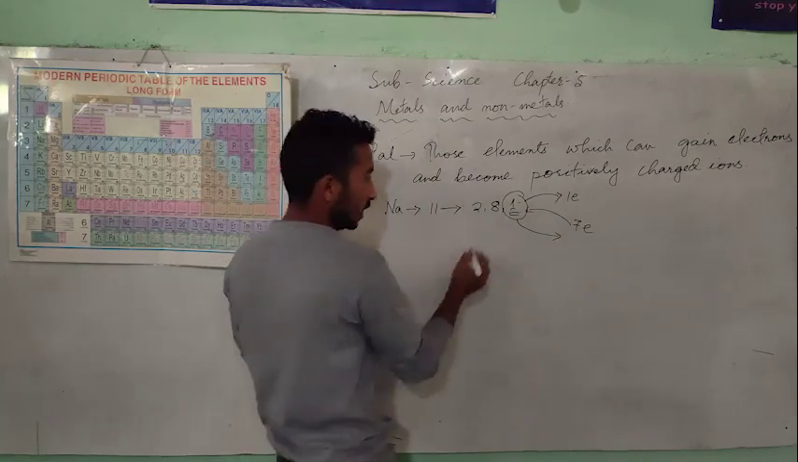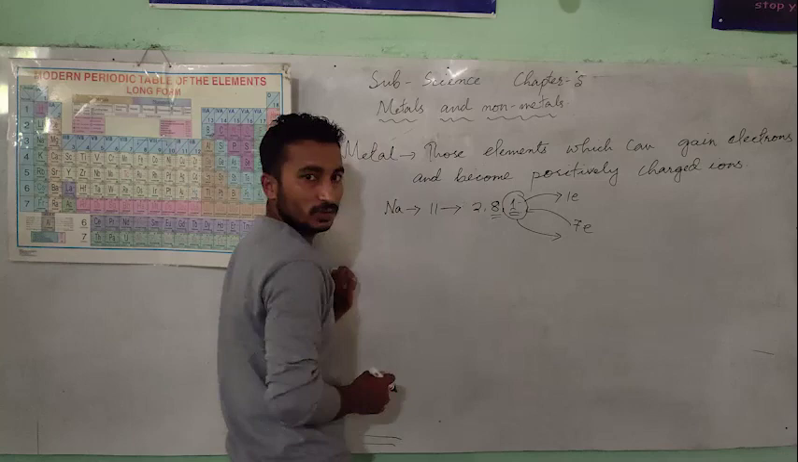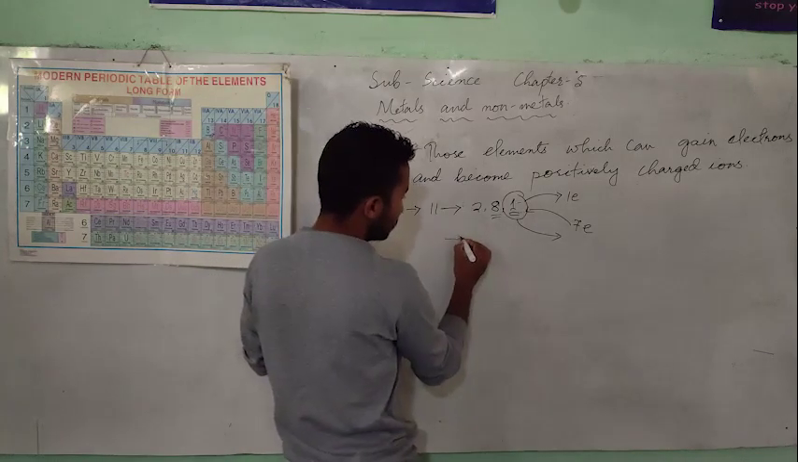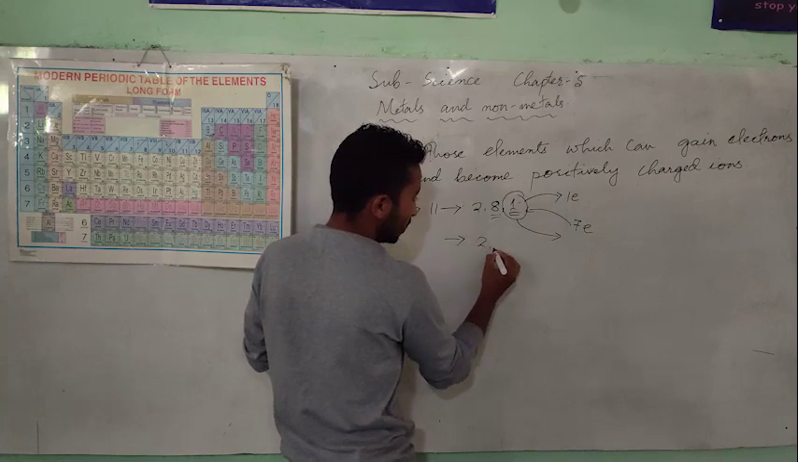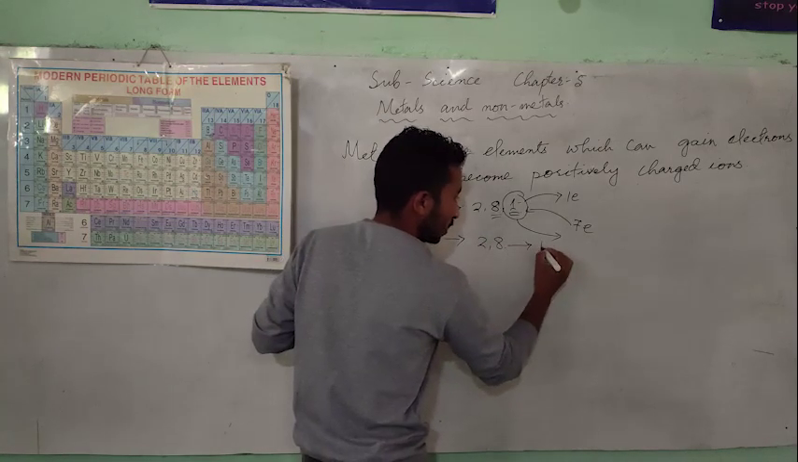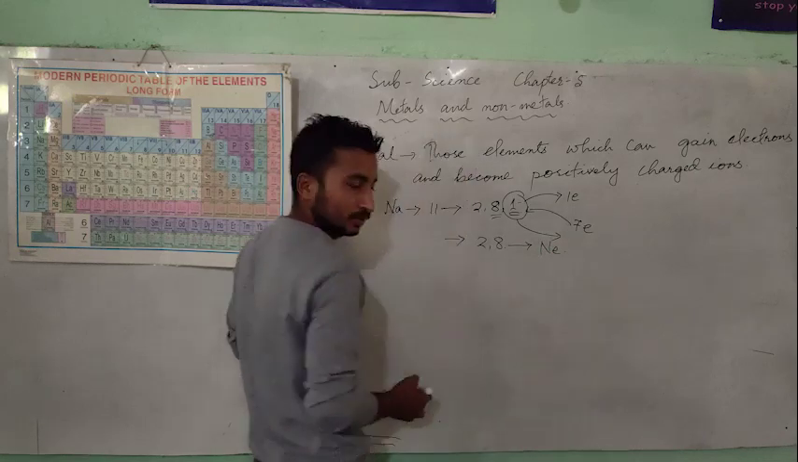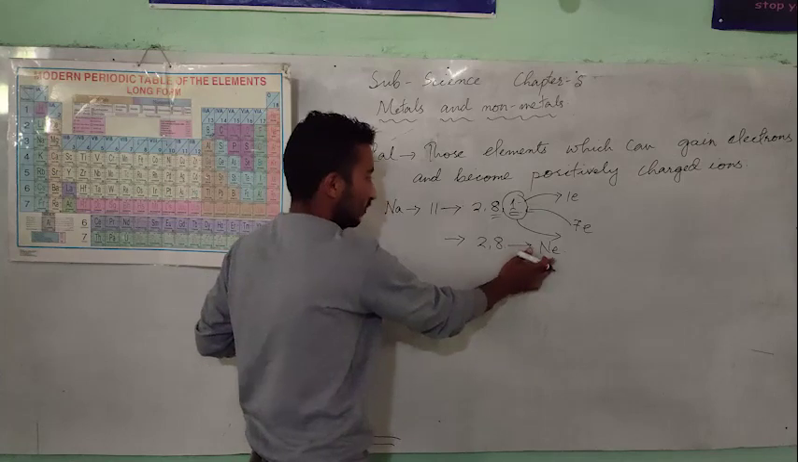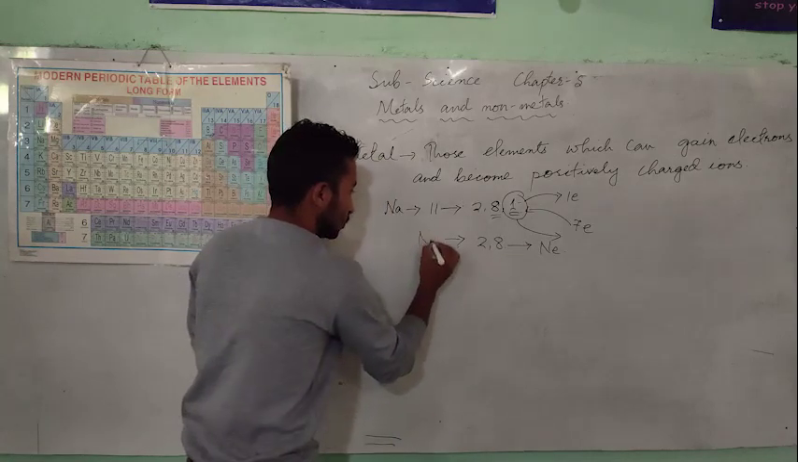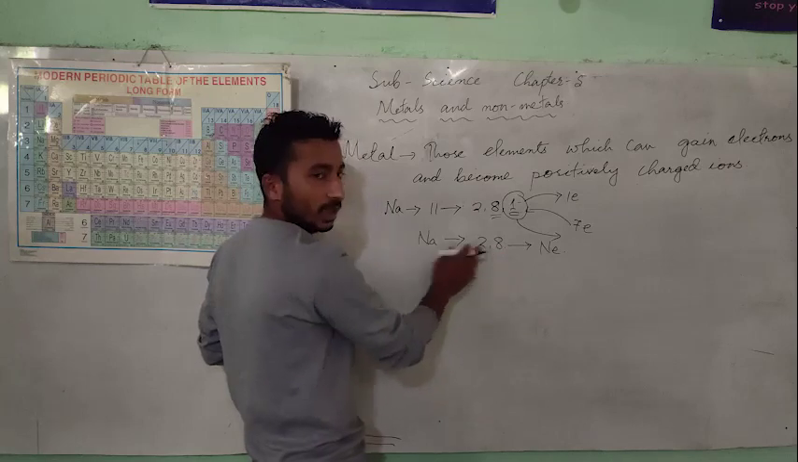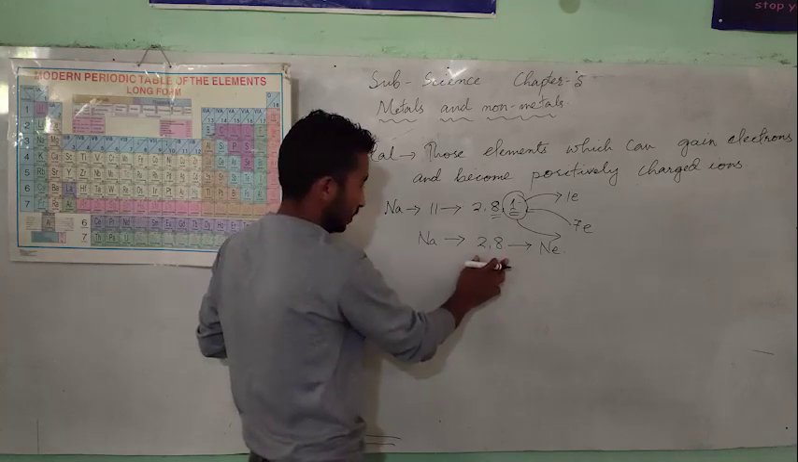When sodium loses this 1 electron, this becomes the valence shell of sodium, and its electronic configuration becomes 2, 8. This is the electronic configuration of neon. But as it is sodium, it cannot become neon by itself. It will remain sodium, with 2 and 8 electrons in the first and second shell.